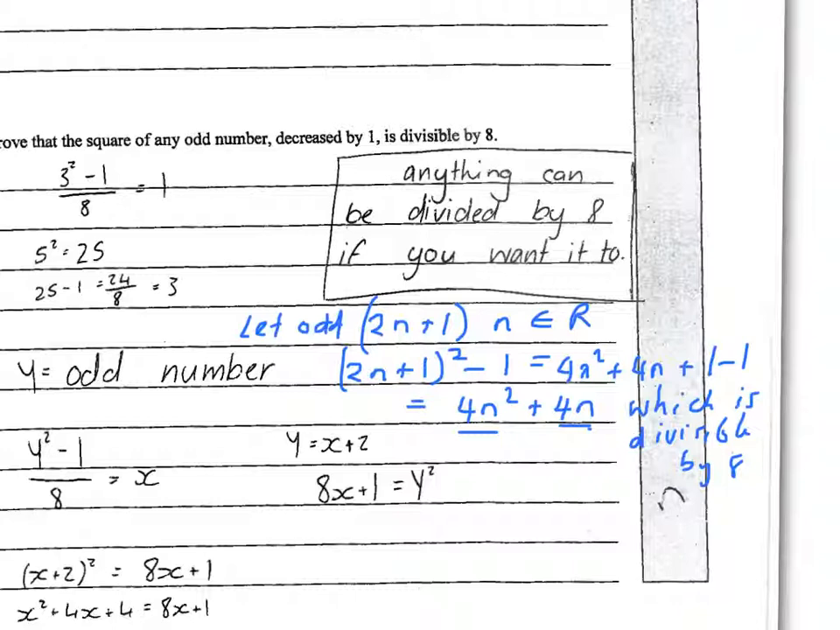To check that, if n equals 1, our answer will equal 8. If n equals 2, 2 squared is 4, 4 squared is 16, plus 8, we get 24, which is divisible by 8. Okay, I think that's how we prove that one. It's not a very easy one. Let's look at the next.